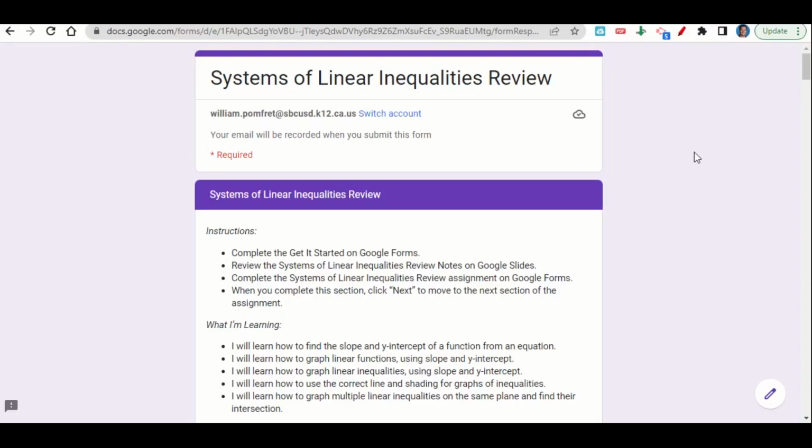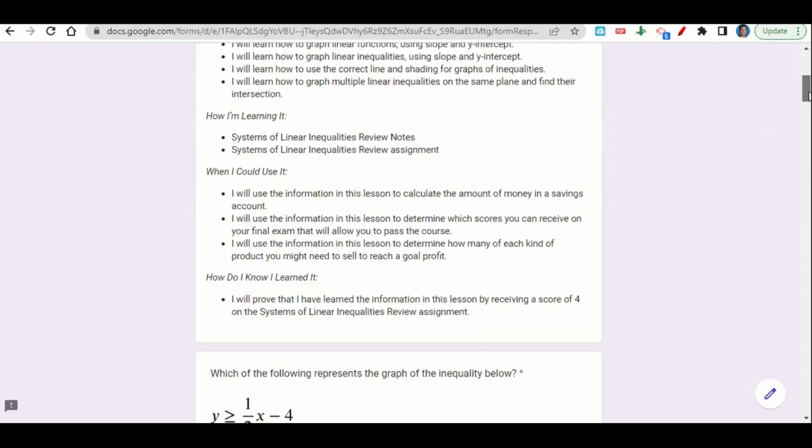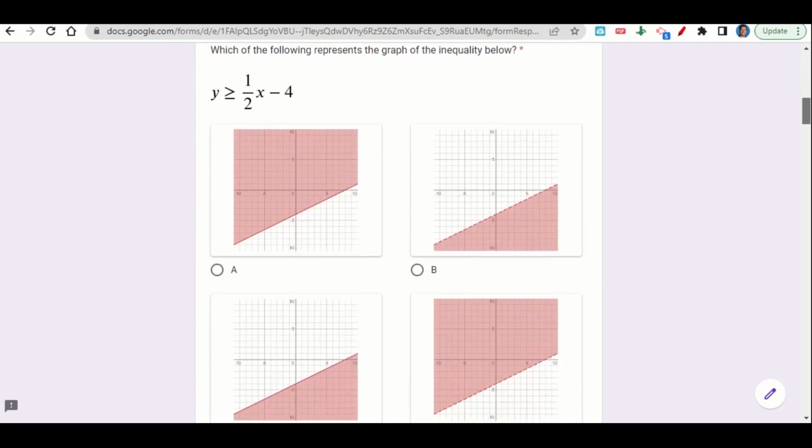Let's take a look now at the Systems of Linear Inequalities review assignment. The assignment begins with the learning goals and success criteria. If we scroll down, we can see the questions. The first one says, which of the following represents the graph of the inequality below? So y is greater than or equal to 1/2 x minus 4.